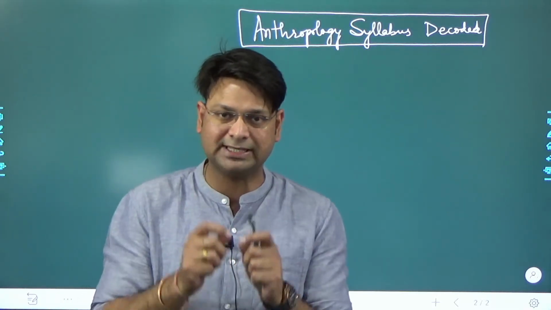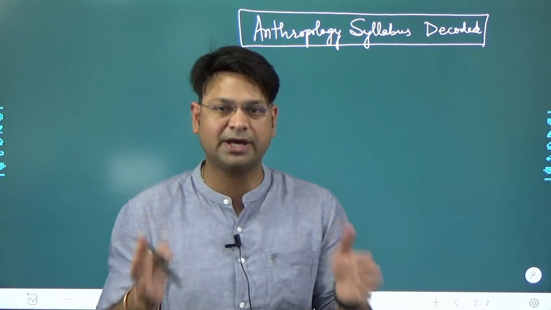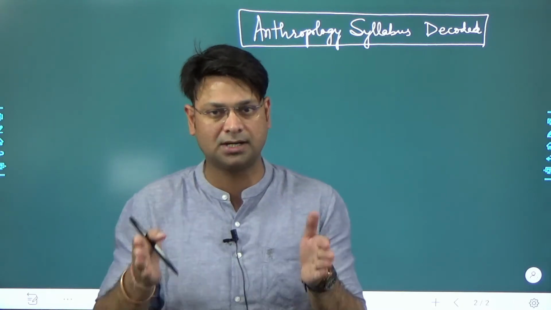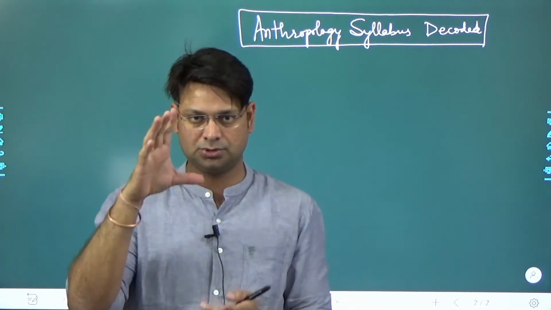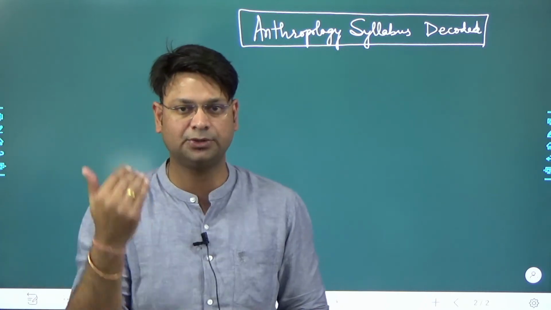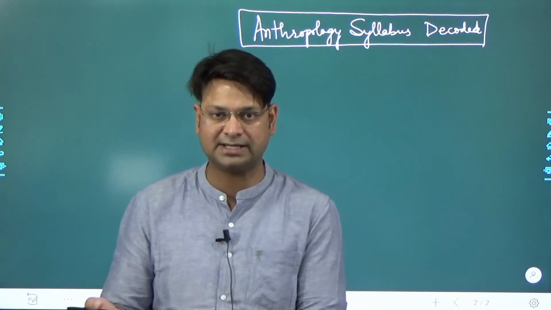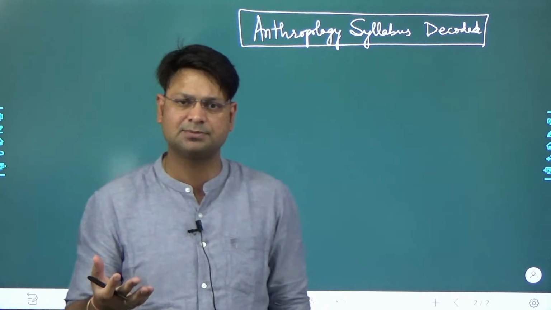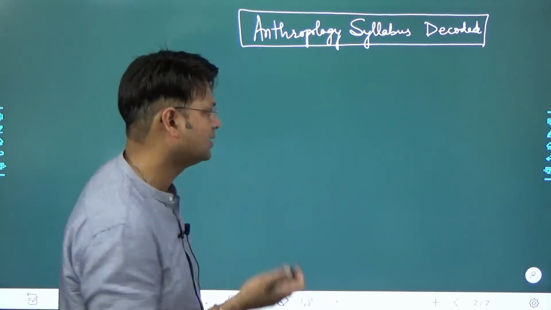So I won't keep this lecture short and finish everything in just 5-7 minutes, because I can do that, but that won't give you a proper understanding of the syllabus. So I will take a few themes on which I will explain what all is there, so that you can decide whether it is the right optional for you or not. First and foremost, as with every other subject, the anthropology optional syllabus is divided into two papers, paper 1 and paper 2.